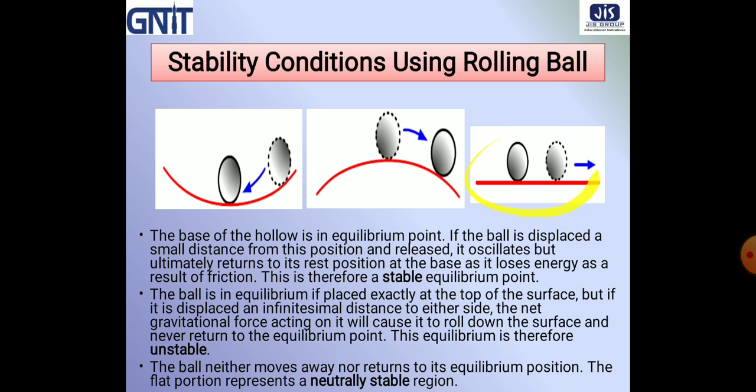And the last figure, the ball neither moves away nor returns to its equilibrium position. The flat portion thus represents the neutrally stable region. So these are all our three cases. This is our stable equilibrium state. That means it will oscillate, and after oscillation it will settle at a particular point. And this is our unstable equilibrium point, and this is our neutrally stable condition.